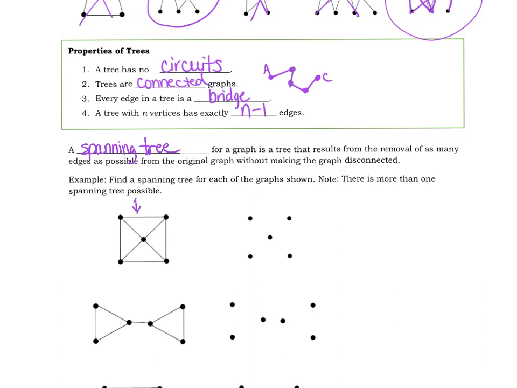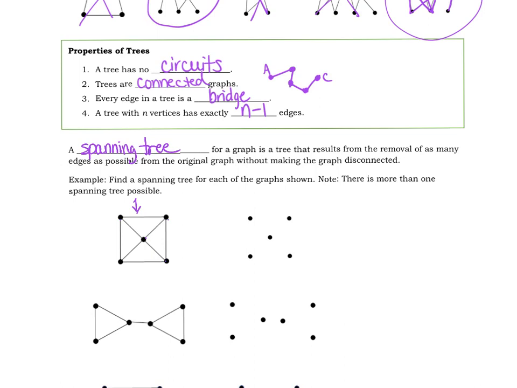Now again, lots and lots and lots of examples. Now keep in mind, we don't want any circuits. The graph has to be connected, okay? Every edge is going to end up being a bridge. And number 4 up there, property of trees, a tree with n vertices has exactly n minus 1 edges. So when I get done here, I have 5 vertices. I better have 4 edges in my tree.